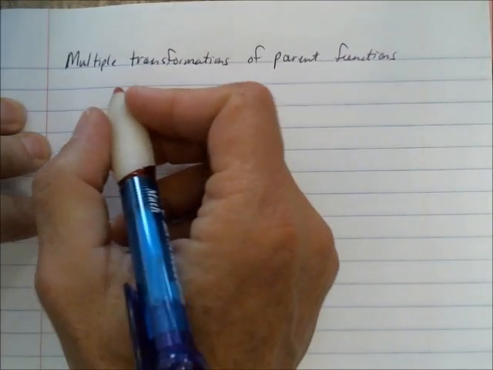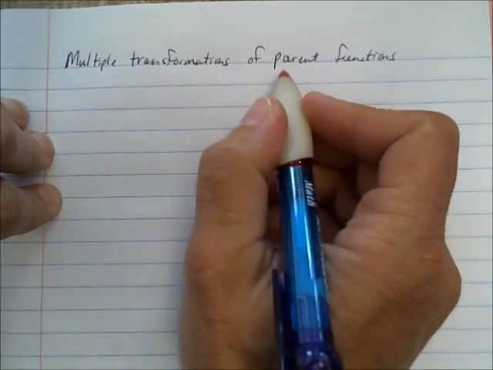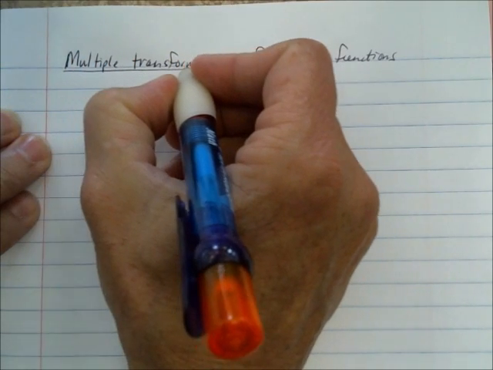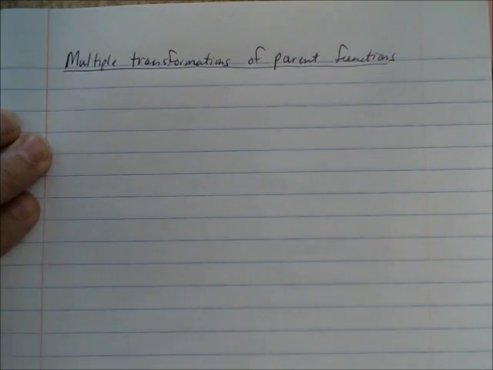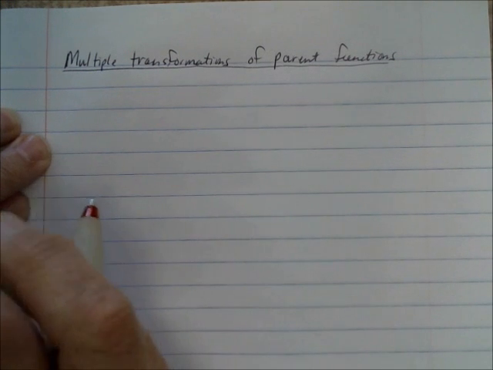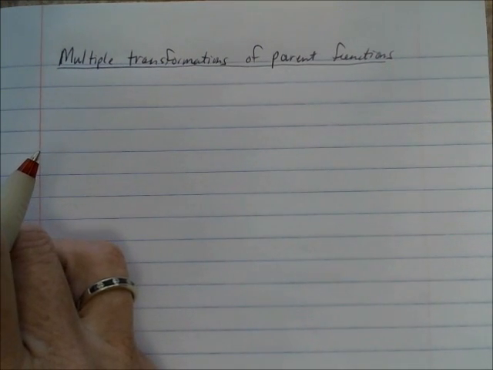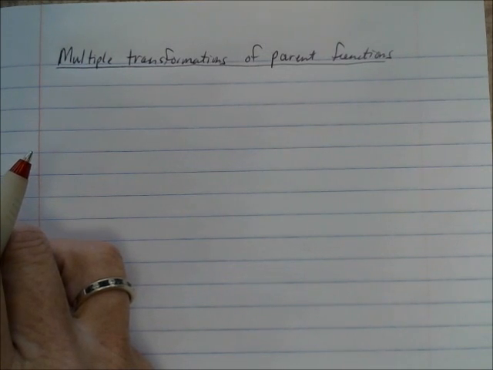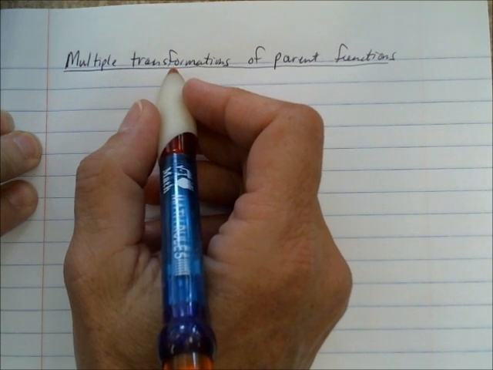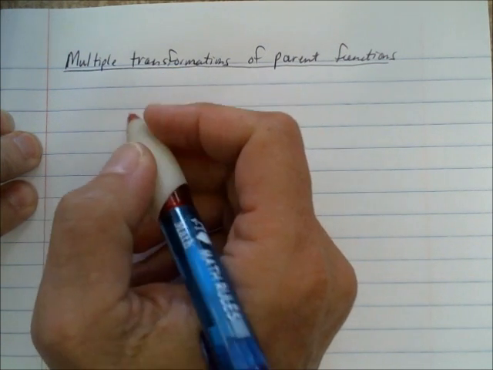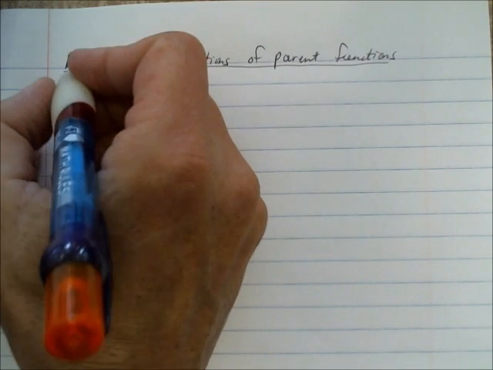Today we're going to talk about multiple transformations of parent functions. When we were in class today, we looked at a couple of transformations when there was a vertical shift and a horizontal shift both. But right now we're going to be talking about some shifts along with stretches, both in the horizontal and vertical direction. So when you have many transformations of a parent function, it is very important that you follow the correct order.